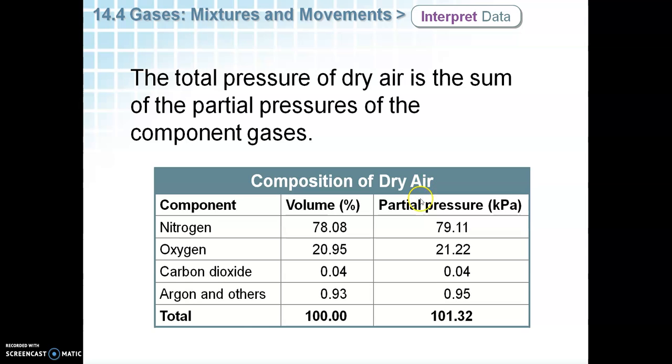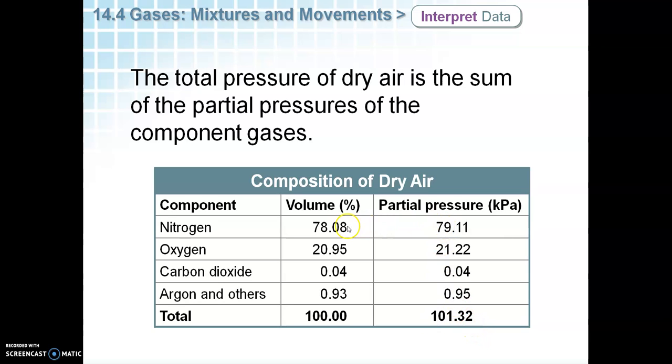Notice they show you the percent of nitrogen, oxygen, CO2, and then other gases in the air. Most of our air is nitrogen. The next most prominent gas is oxygen, then some CO2, and then a lot of other gases make up a small percentage of our atmosphere. Now, notice the total pressure of the air is standard pressure, 101.3. They give you one more sig dig here, kilopascals.